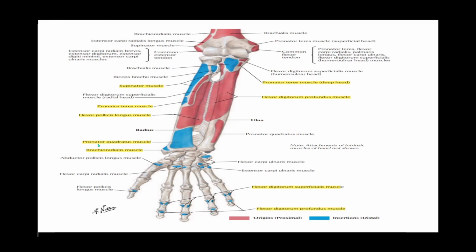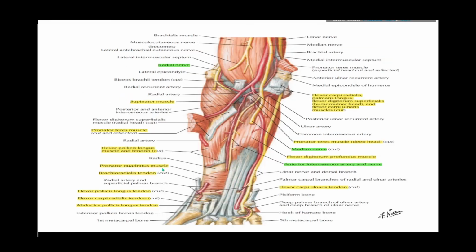Pronator means it contributes in pronation. Quadratus means it's quadrangular in shape. So that's the pronator quadratus muscle coming from the distal 1/4 of the anterior surface of the ulna, moving horizontally, having a quadrangular shape to insert into the anterior surface of the distal 1/4 of the radius. Okay, and what it does is contribute to pronation.